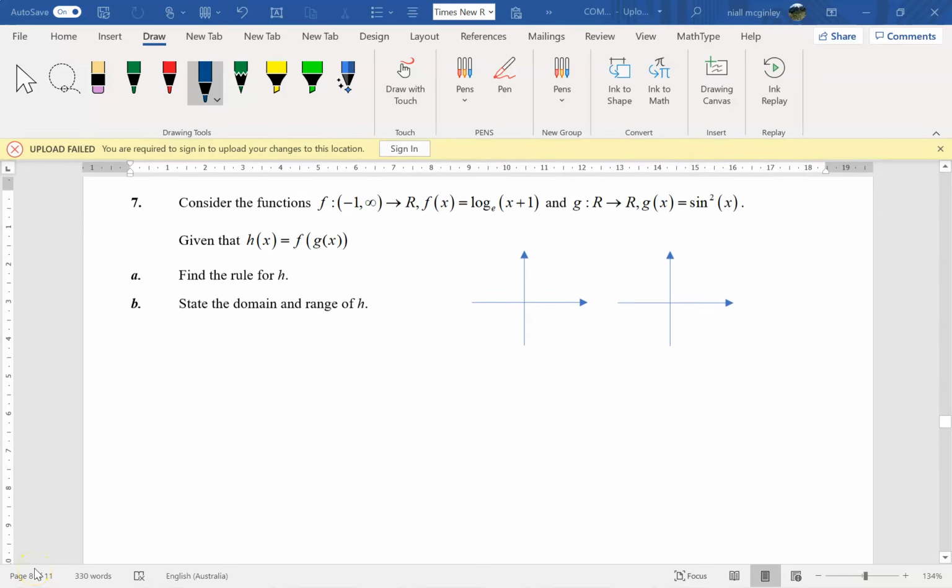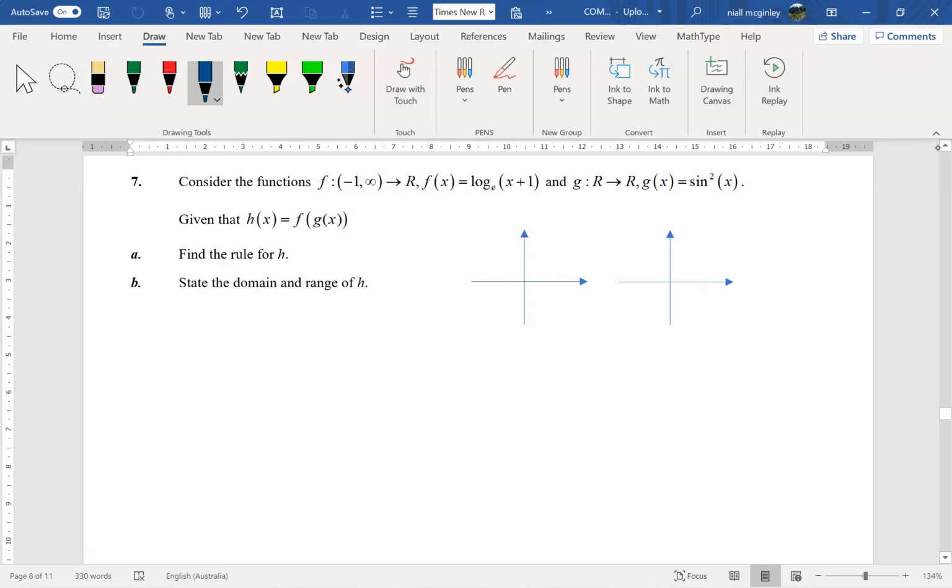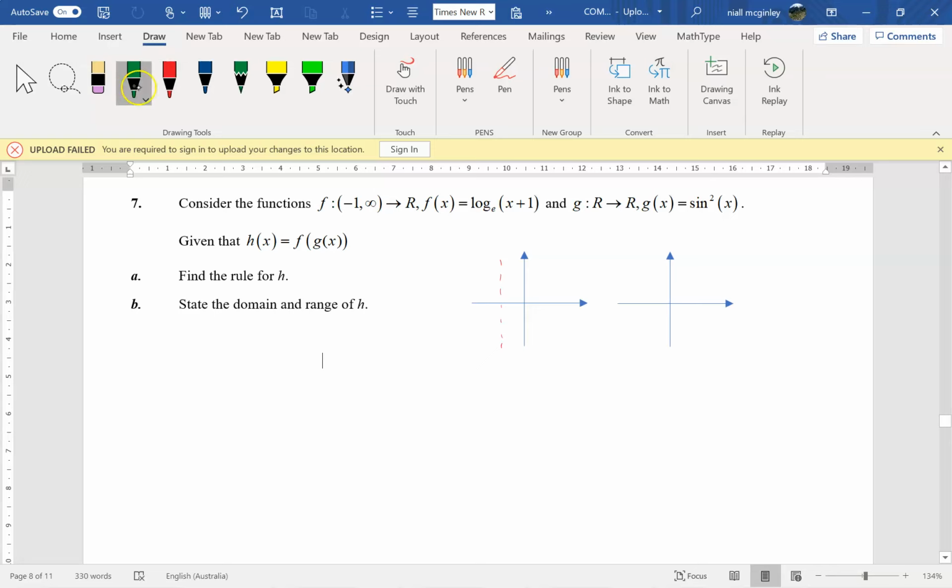It's a good idea to start these questions by sketching the graphs. Okay, so we will do that. The first one's log e of x plus 1, so that means we've shifted 1 unit to the left. There are no reflections, and that's going to be your domain. If I put in 0, log e 1, it's going to go through like that. Okay, so that's the graph of f.